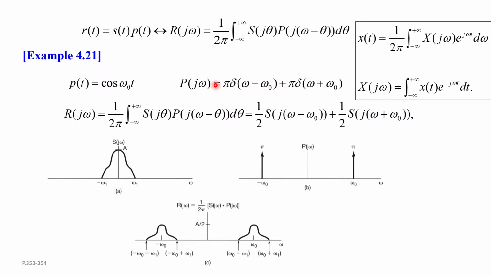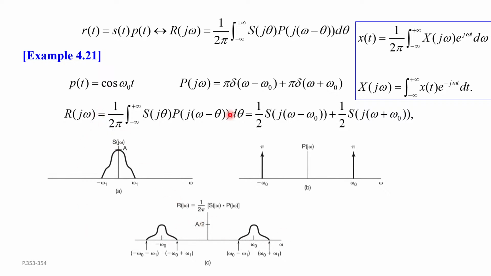So you get pi delta of omega minus omega naught, and pi delta of omega plus omega naught here. So two spikes, two delta functions. I've seen this quite a few times. But anyway, small p, cosine omega t, under the Fourier transform gets two spikes. And delta functions are particularly easy to integrate.